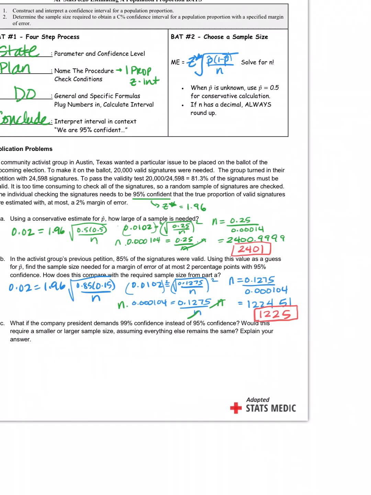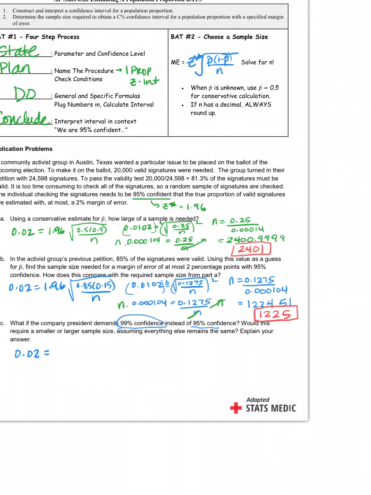If the company's president demands a 99% interval instead of 95, would this require a larger or smaller sample size? Assuming everything else stays the same. So don't go calculating. Just think about what's changing about my equation, okay? If my margin of error stays the same, what's changing in my equation on the right side? Is the z-star changing? Yeah, it is, because 95% confidence is the 1.96, right? Does anybody remember what 99% is?